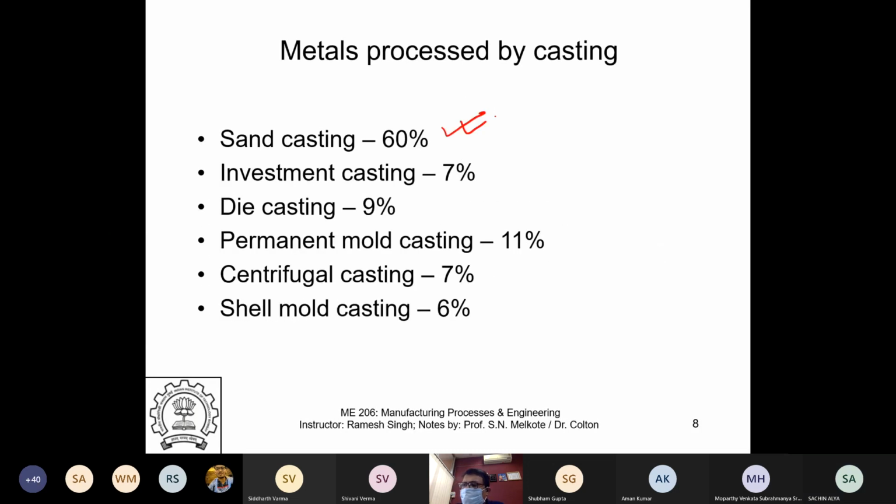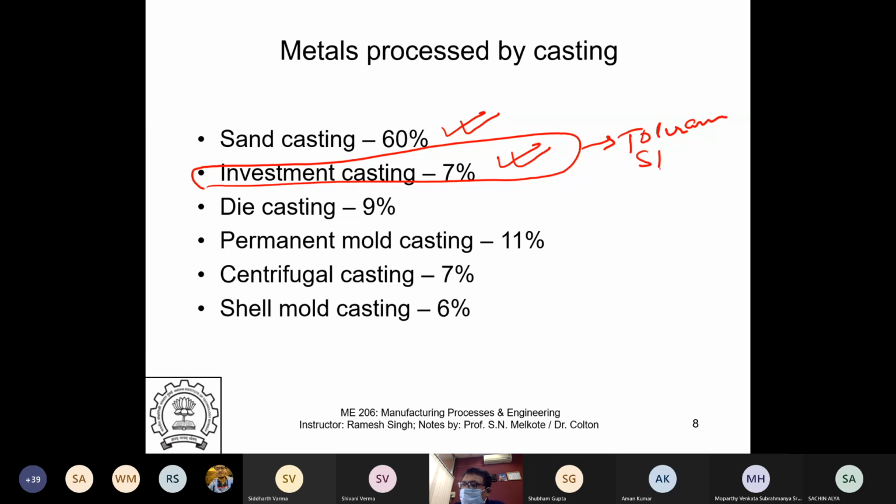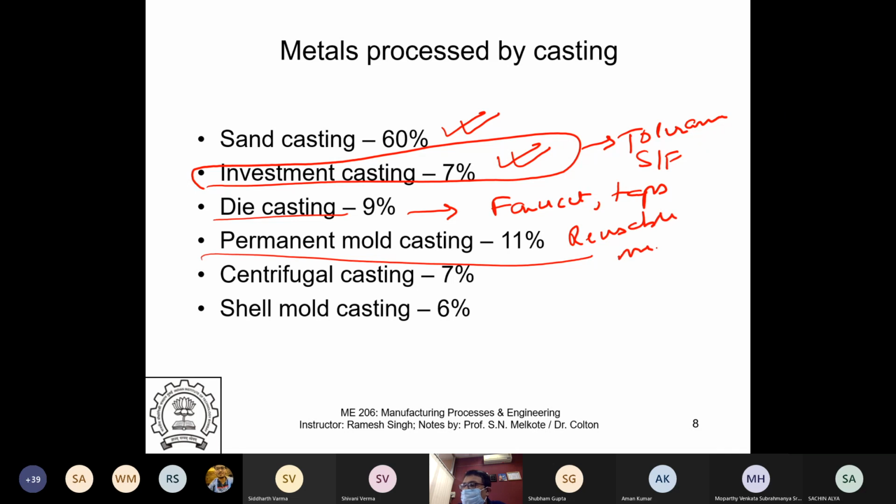So sand casting is 60% of the processes. Investment is 7%, primarily for critical tolerance, and the surface finish is very good in investment casting. Die casting is another 9%, which is mainly for faucets, taps, and plumbing supplies. Permanent mold casting is similar to die casting, but here you can have reusable molds, unlike sand. Reusable molds, but you don't use die casting. Typically, you would have pressurized flow here.